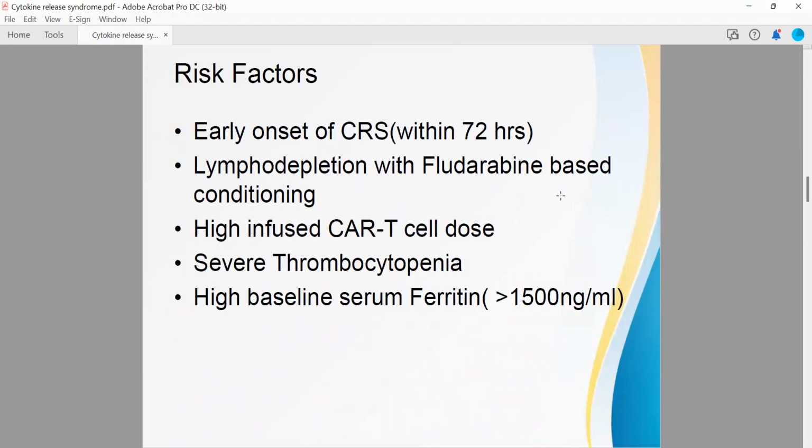Next come risk factors. Early onset of CRS will be within 72 hours. Other risk factors are lymphodepletion with fludarabine based conditioning, high infused CAR T cell dose, severe thrombocytopenia, and high baseline serum ferritin of about 1500.